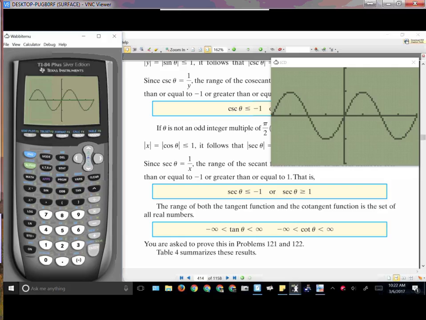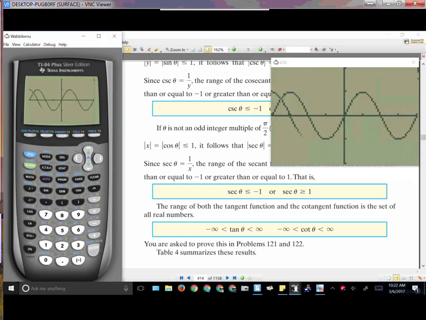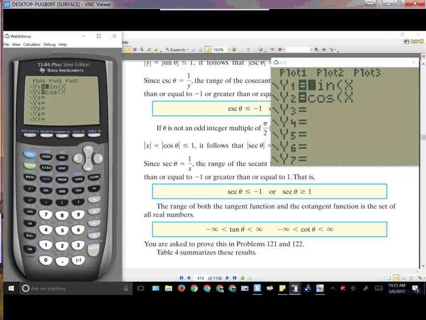Now, what does cosine look like? Let's go to y equals. Let's put in cosine. I'm going to put in the x. I graph. Okay. So there's sine, there's cosine. Now, let's take a look at tangent. See how it compares. If I put the tangent of x in there, I get this.